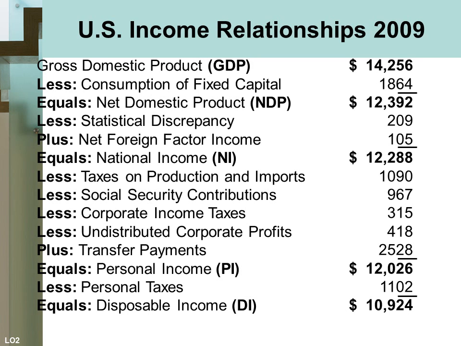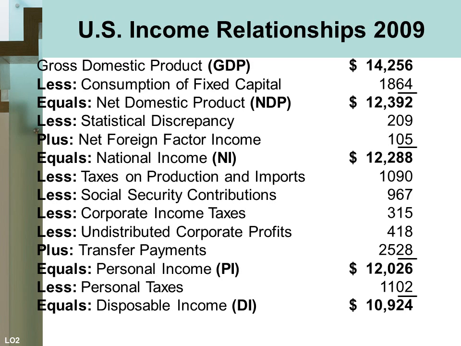Here are the actual numbers. For 2009, GDP was a little greater than $14 trillion. Net domestic product was simply GDP minus consumption of fixed capital, or GDP minus depreciation. Again, that's our ability to produce and consume without impairing our ability to produce in the future. Net domestic product came in at about $12 trillion 400 billion. National income, again American-owned resources put to work, was almost 12.3, $12 trillion 288 billion.